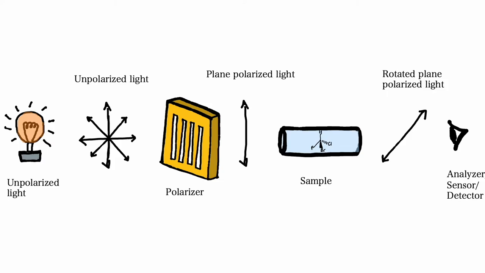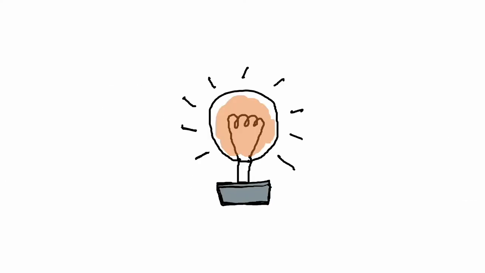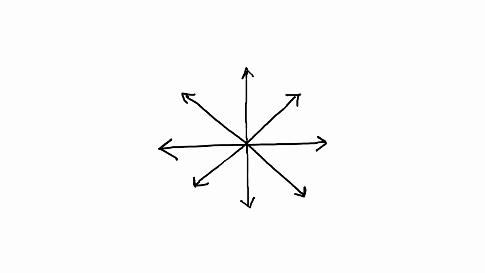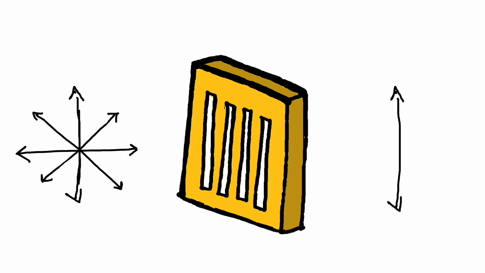A polarimeter works through several key steps. It begins with a light source that emits unpolarized light. For example, a light bulb emits unpolarized light. Unpolarized light contains waves vibrating in all different directions. This light then passes through a polarizer. A polarizer essentially filters out all wavelengths of light except for those vibrating in a single plane. This produces plane polarized light.